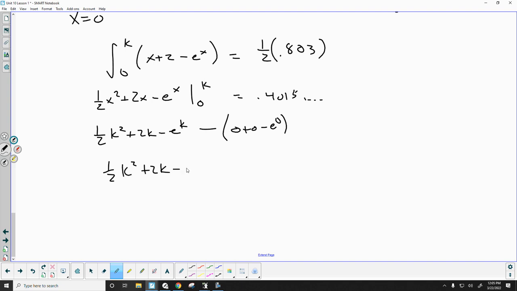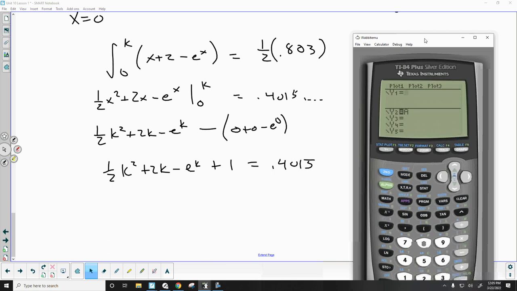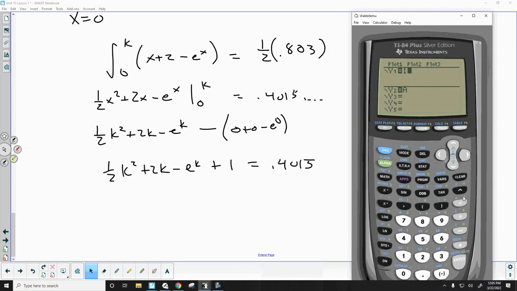This is important, and sometimes I'm not going from 0 to k, sometimes I'm going to go from 1 to k or something like that. So I have 1 half k squared plus 2k minus e to the k minus negative 1 or plus 1. This equals 0.4015. I already stored 0.4015 as A. I will graph the other side, find the intersection, and this will split my region into two equal parts.